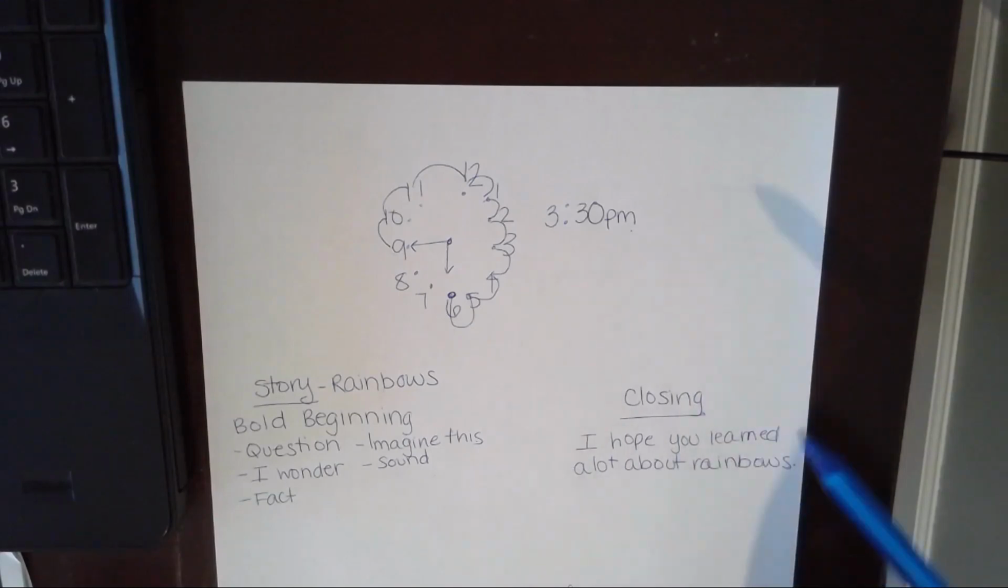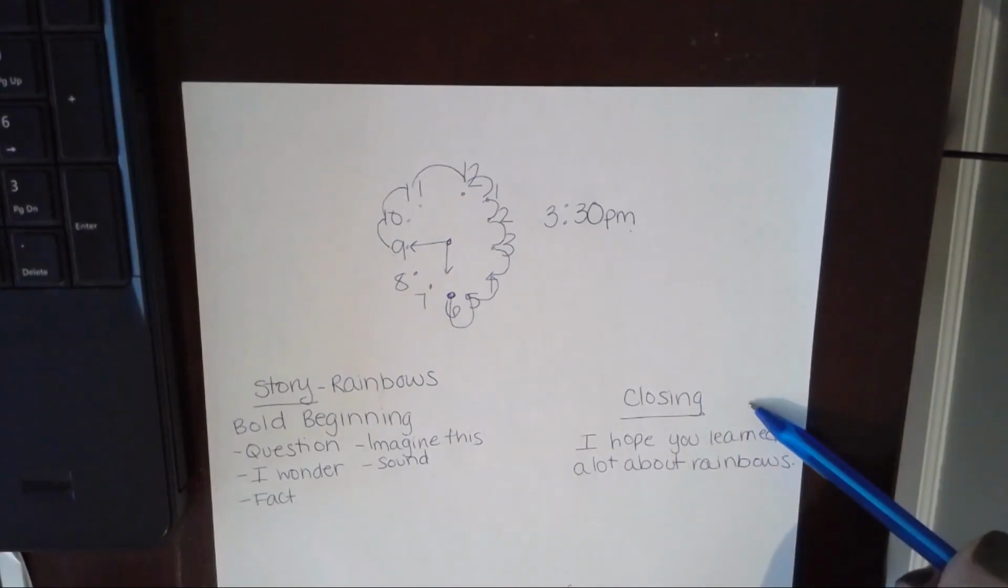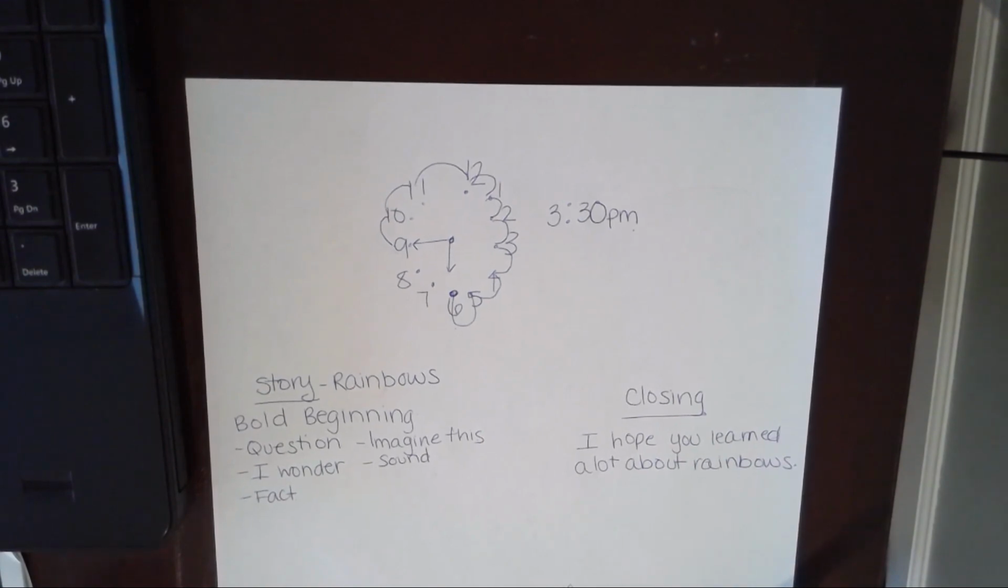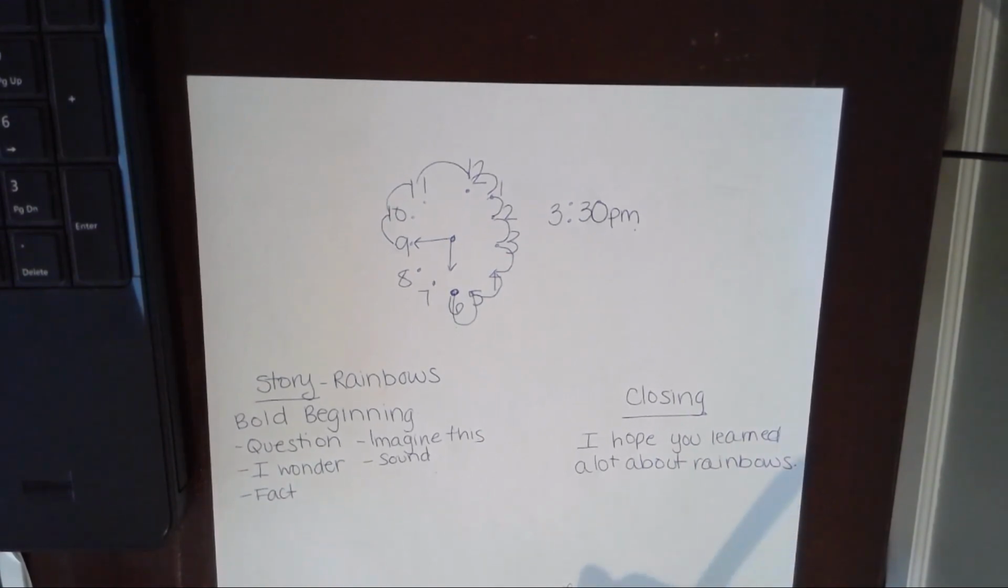And then when you're done with your 3 facts, you're going to do a closing sentence, and that's just a sentence that kind of lets the reader know that we're done writing our story. And I wrote one here. You can copy it if you'd like, or you can do something similar. I hope you learned a lot about rainbows. So that's something just quick for you to use as you're going through your learning mats today.